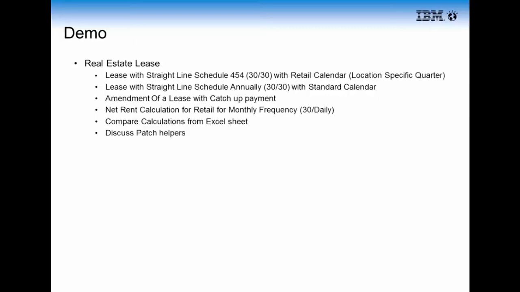And the fourth bullet, net rent calculation for retail for monthly frequency. There are two options. I would like to show both. One is 30/30, another is 30 daily, because we had two different approaches. We just want to make sure that both work for this scenario. So the net rent is 30 and straight line is daily. While I show this demo, I will also be comparing calculations from the Excel sheet.